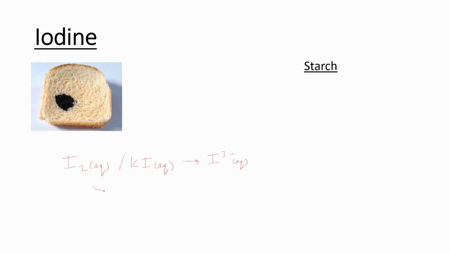So here, iodine, which is going to be orange or brown, will result in a blue-black color if starch is present.